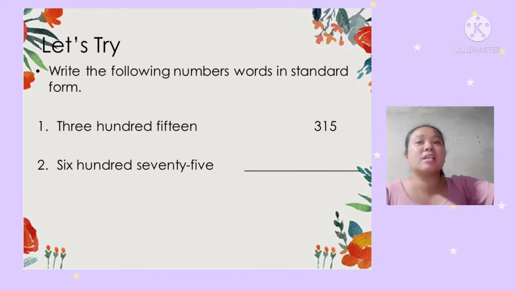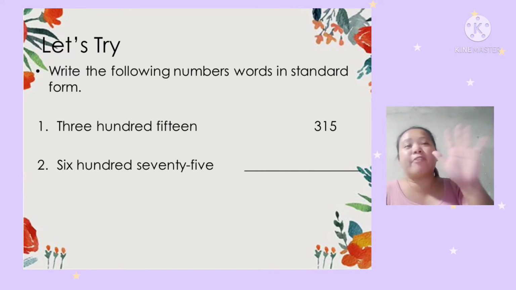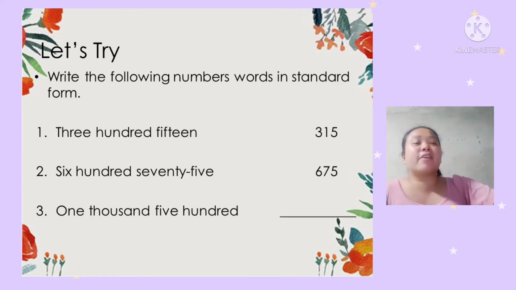Next one, please write 675 in standard form. Let's count 1 to 5. Ready? Go. Five, four, three, two, one. May I see your answer? Very good. The answer is 675.